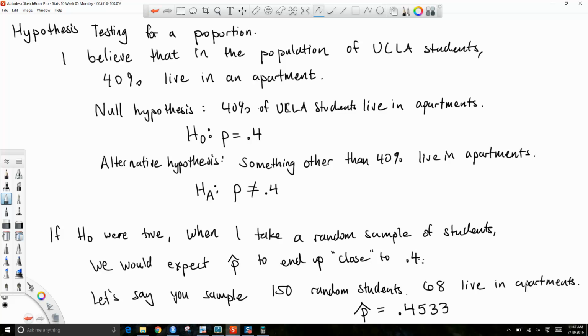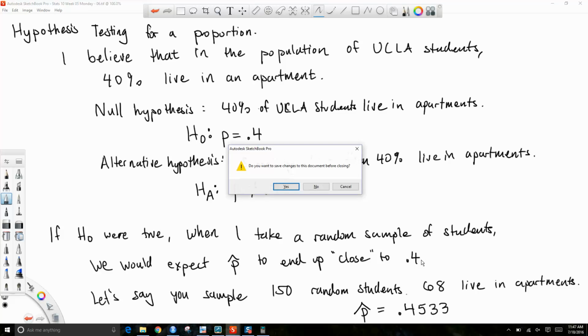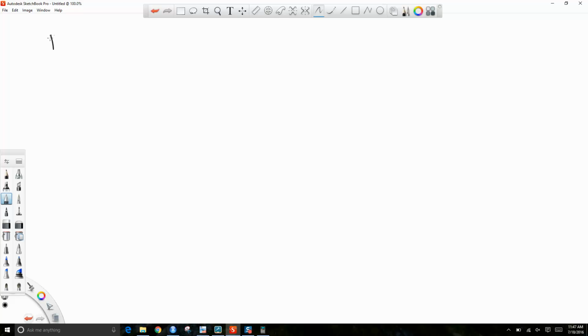Because it's a random sample, some samples will end up having more than 40% in apartments, some samples will have less than 40% in apartments. I happen to get a sample with 45% living in apartments, and I want to know, is that different enough for me to question my beliefs, or am I going to say this is not that different from my beliefs? Okay. So my p hat is 68 over 150, 0.4533. Our null hypothesis said that p is equal to 0.4. So how different is this?